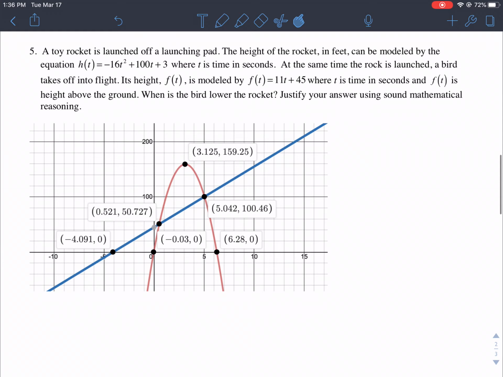You should try the last example. A toy rocket is being launched off a launching pad. The height of the rocket in feet can be modeled by the equation h of t equals negative 16t squared plus 100t plus 3, where t is the time in seconds. At the same time the rocket is launched, a bird takes off into flight. Its height, f of t, is modeled by f of t equals 11t plus 45, where t is the time in seconds and f of t is the height above the ground. When is the bird lower than the rocket? Justify your answer using sound mathematical reasoning. So try that one, and then I'll post an answer key on Canvas for you to check.